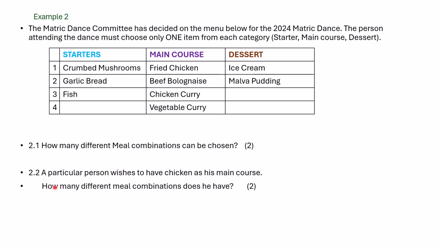And 2.2, if a particular person wishes to have chicken as his main course, how many different meal combinations does he have? Right, so there, as I said, you can pause. Now I've shown you the first one. Can you answer this? All right, look at it and answer before you go to the corrections, which I'm doing on the next slide.